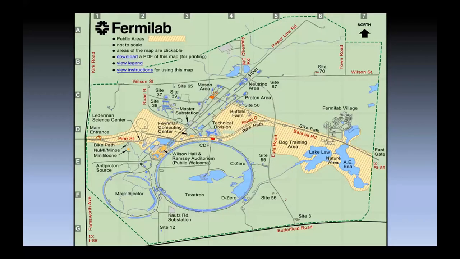Here's a map of Fermilab. For scale, instead of using a linear scale, I like to use the 4-mile circumference of the large Tevatron accelerator ring.